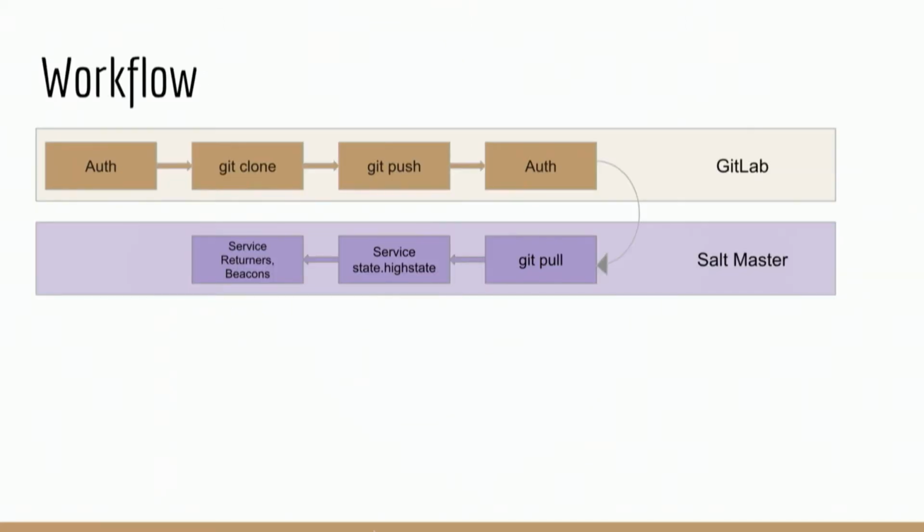The workflow is very simple. You auth in, you clone, you git commit, push, and you auth back out. The master pulls down those changes. It services things like state, high state, it services returners, it services beacons.